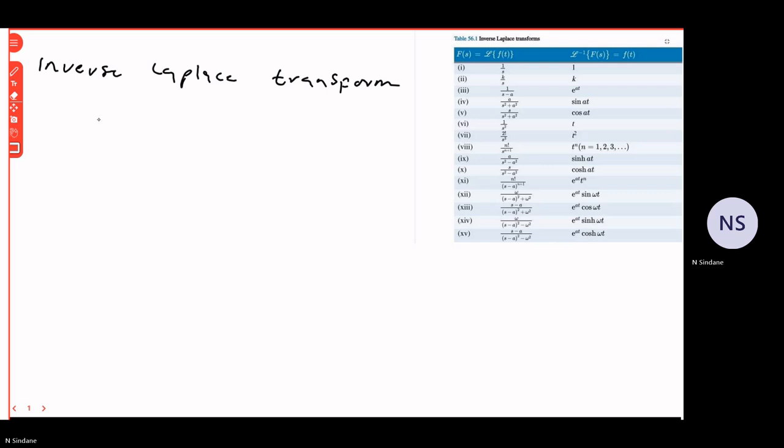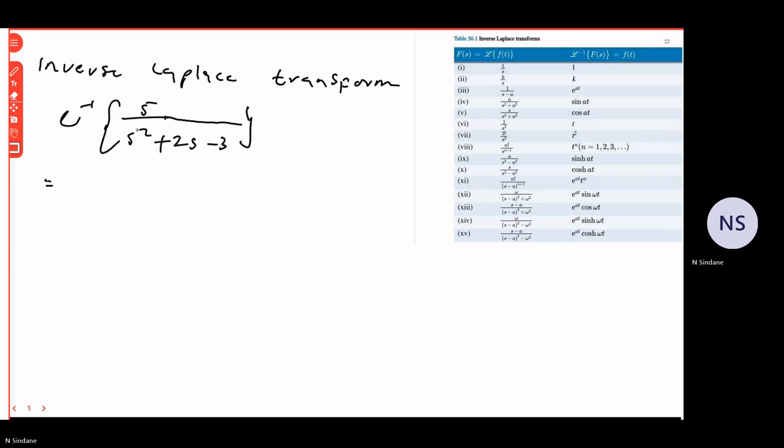In this case, they are looking for the inverse Laplace of 5 over s squared plus 2s minus 3. They want you to evaluate this. What is the first thing? If you look at this, you can't factorize the denominator. If you can't factorize the denominator, then you go for the completing the square method.